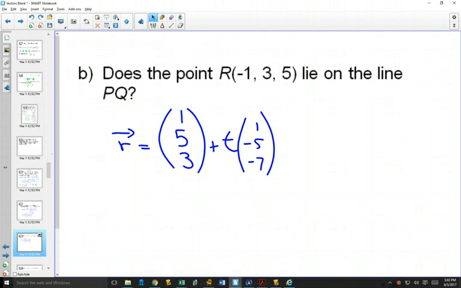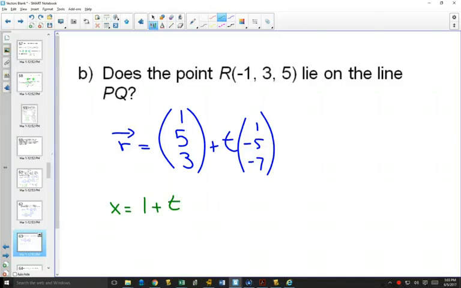And the question is, does this point lie on that line? If that point is on that line, then there must exist a value for t so that you can start at 1, 5, 3 and move in the direction of 1, -5, -7, either positive or negative, and end up at -1, 3, 5. The way that we show this is we say, well, my three parametric equations are this.